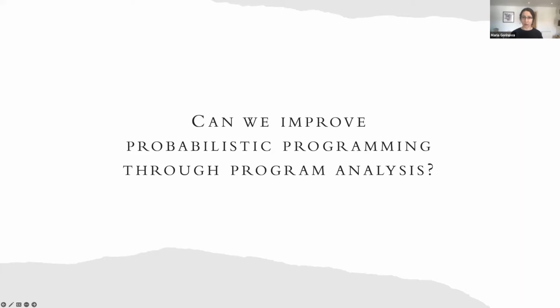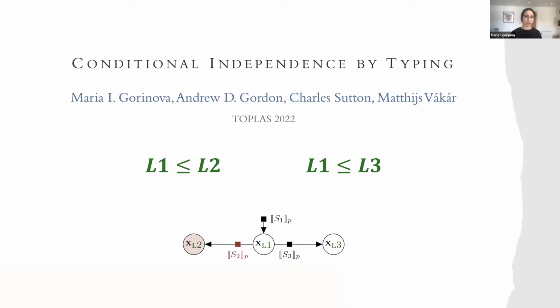And I'm going to talk about one of the research areas we looked at, which is conditional independence by typing. This was published in TOPLAS earlier this year, and it's joint work with my advisor, Sandy and Charles, and with Mathis Vakar. And this work is about STAN. To be precise, about Slick STAN, which I'm going to say a few more words about later.